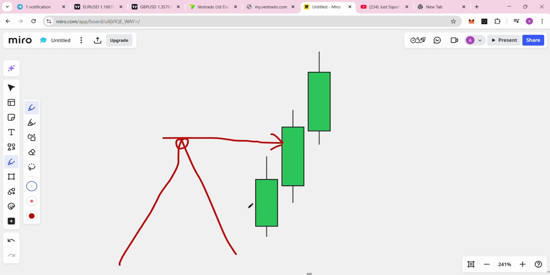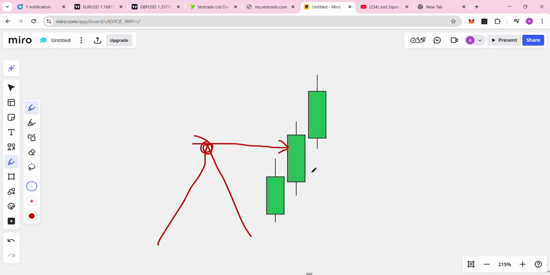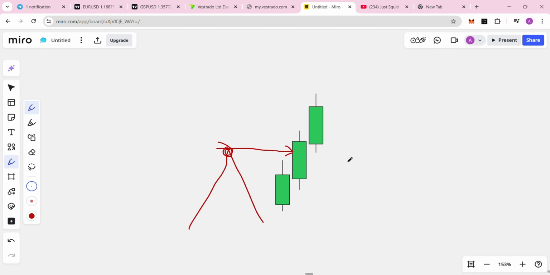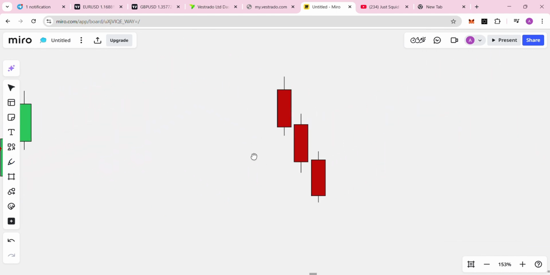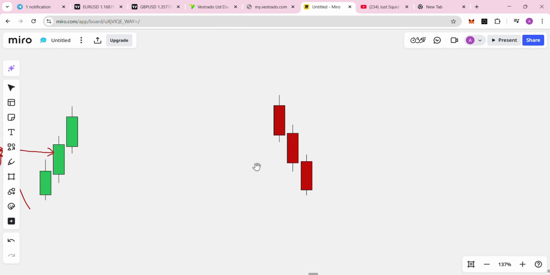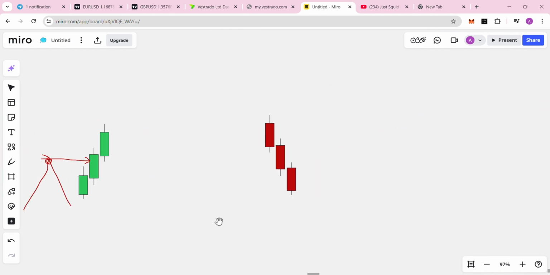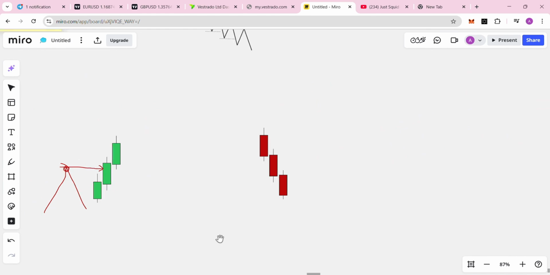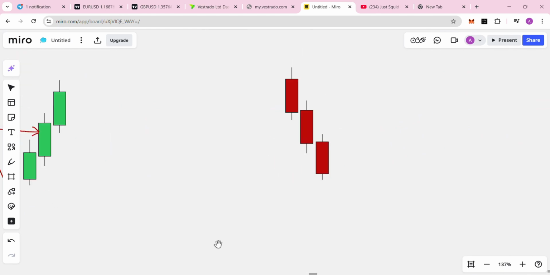And this is what makes it a valid break of structure, because it doesn't just close above this previous high with a wick, but rather a body. So the body pierced through the previous resistance or minor resistance. Likewise, in a trending down or bearish market, you want to see the market closing or piercing the previous low with a body, not just a wick.